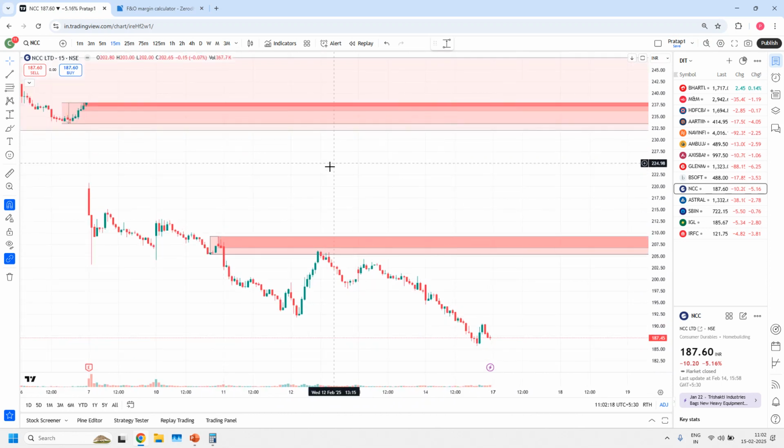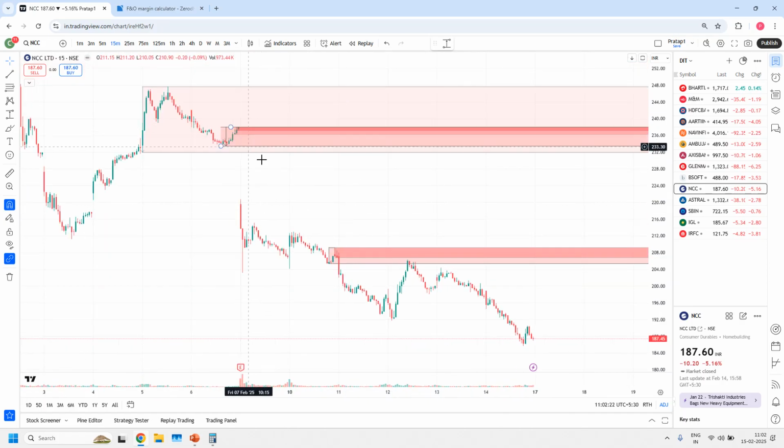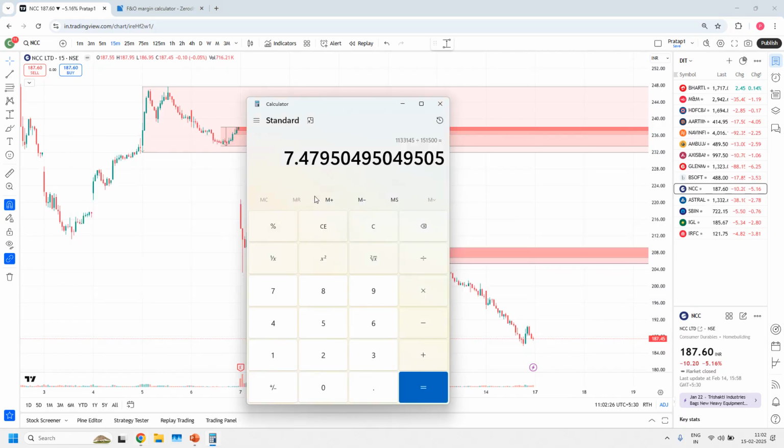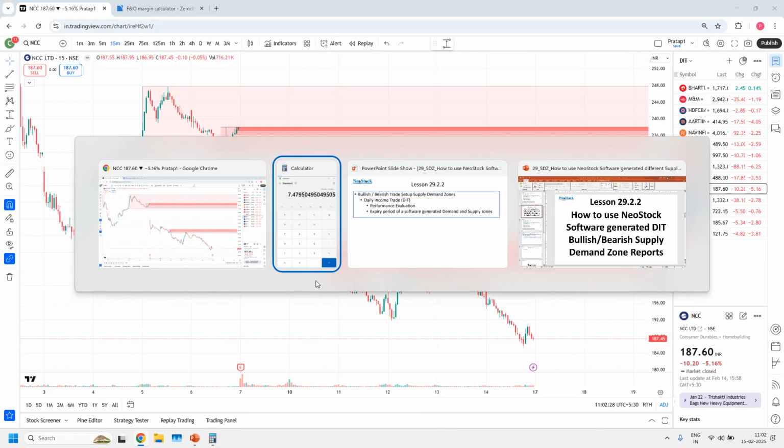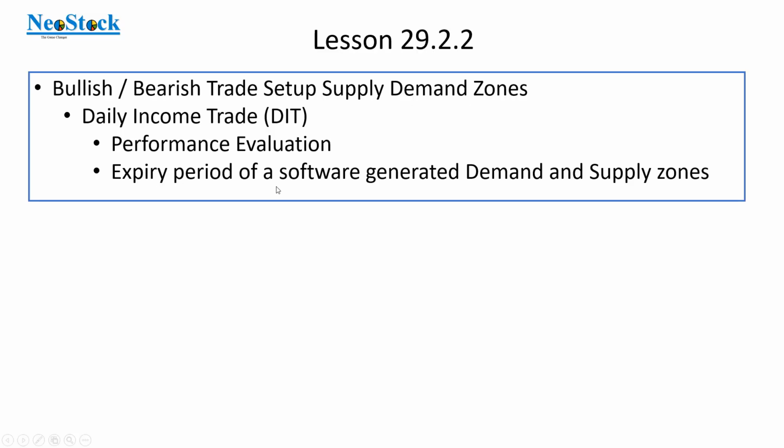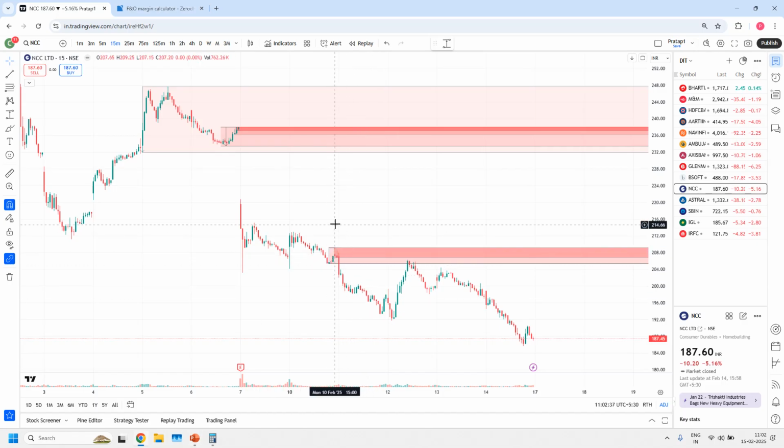So that way, in NCC, we didn't get any trade opportunities. But the thing is, the software generated zone is expired. Hope you understood now what exactly the meaning of expiry period of a software generated demand and supply zones. When a new 75 minute supply zone is created, our software generated 75 minute zones are expired.